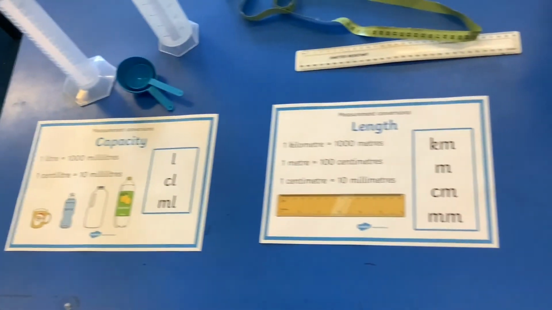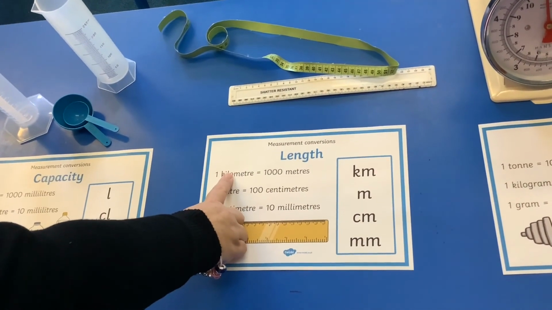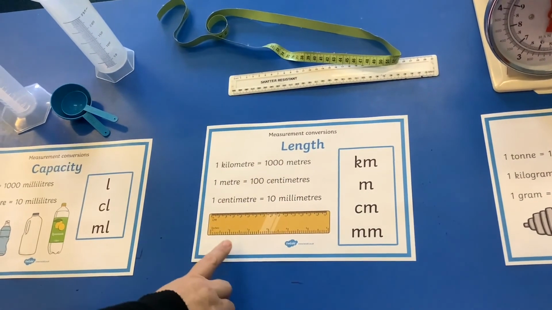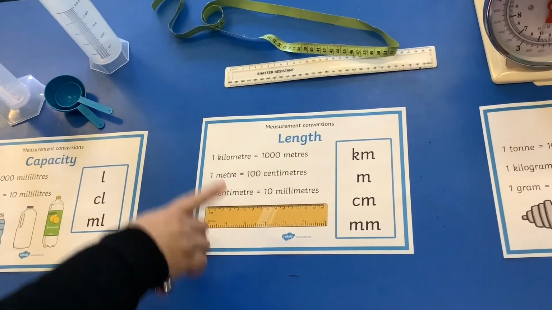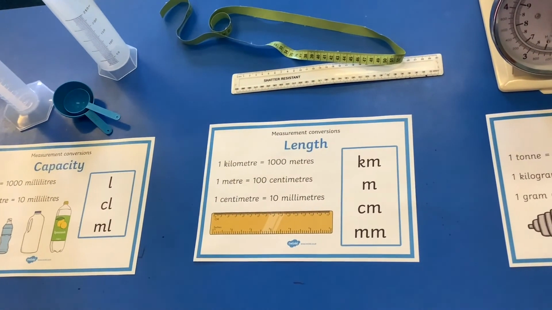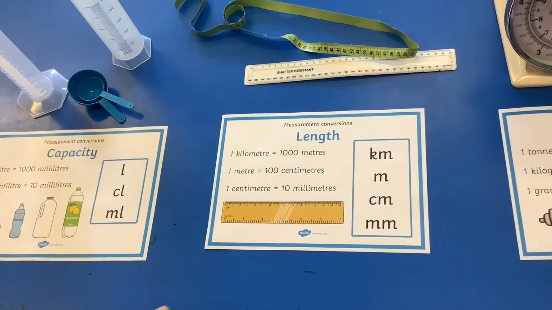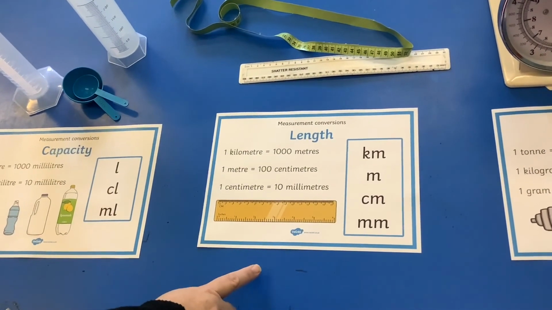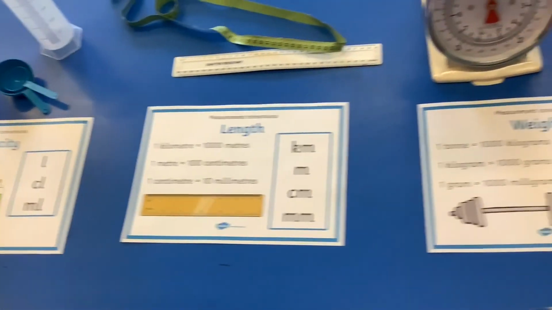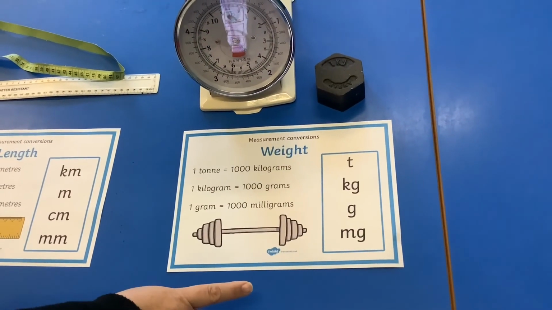Then we've got length. And again, we've got the conversions of 1 kilometre, 1,000 metres, etc. Things you might have at home, obviously ruler and a tape measure. So there's loads of things, hopefully, that you could measure at home and have a little practice with that, see which things are longer, which things are shorter. And then we've got weight, which is also, remember, the other word for mass.